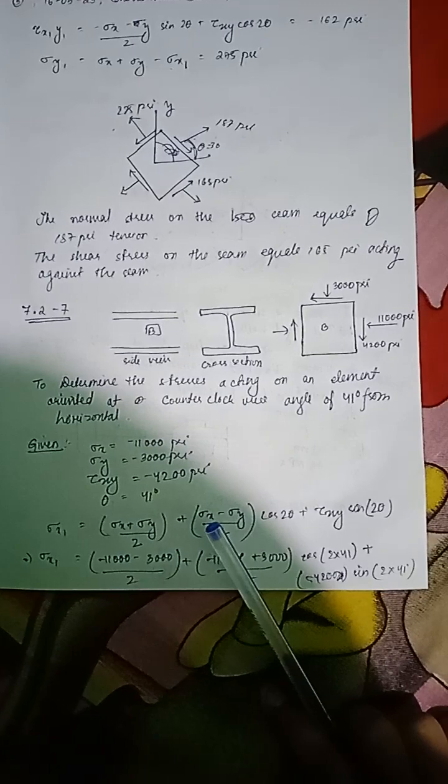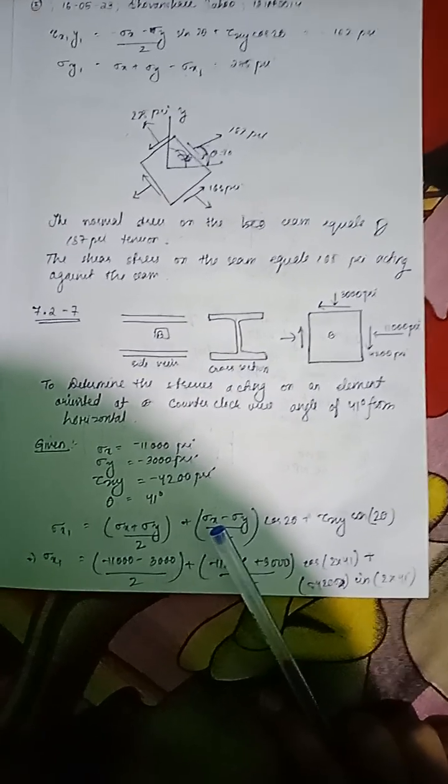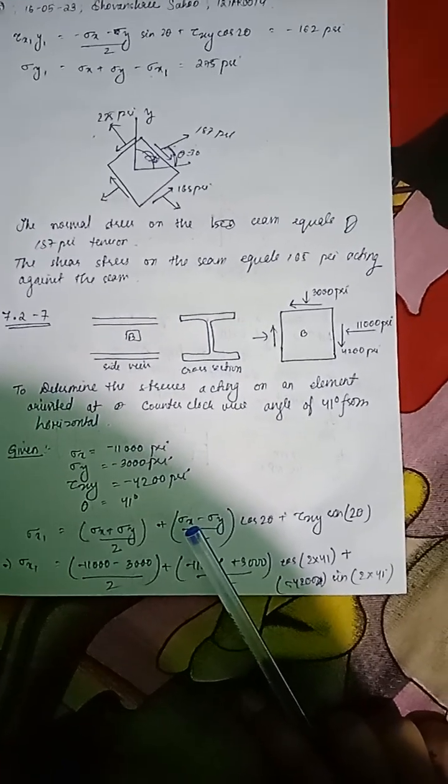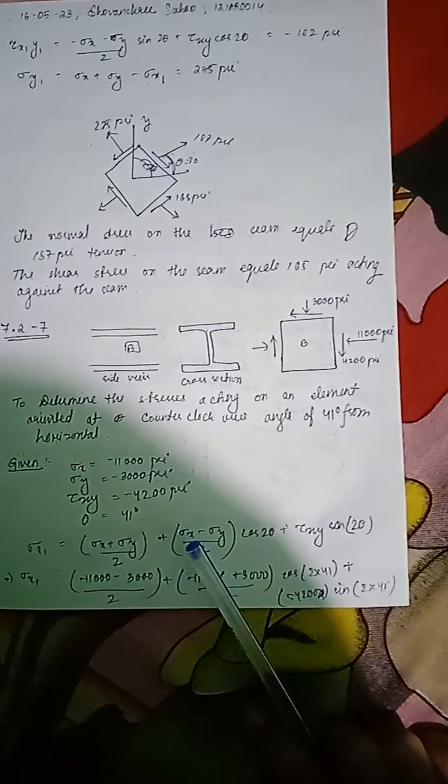The normal stress on the seam equals 187 pounds per square inch, and the shear stress on the seam equals 165 pounds per square inch against the seam.